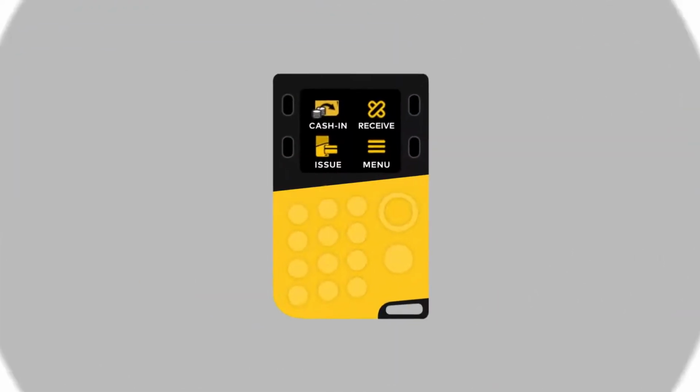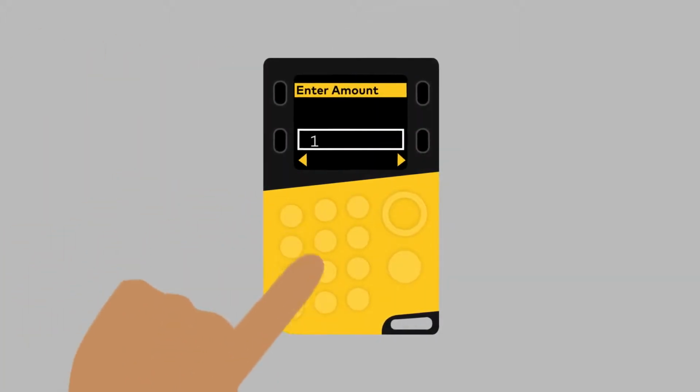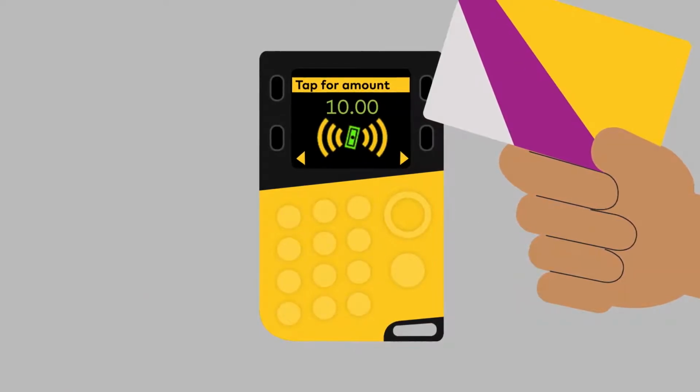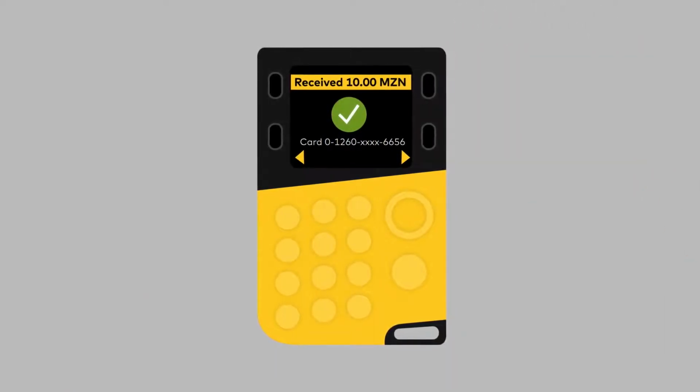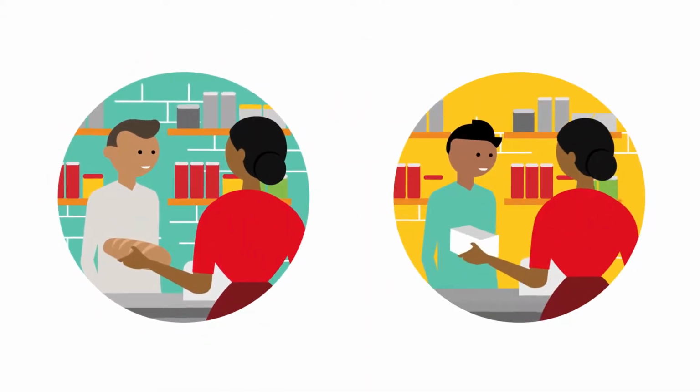To receive payment for the purchase, the merchant presses Receive, enters the amount he'll get from the consumer's card, and taps the card against the terminal until he sees Received with the amount and transaction number. Now the consumer has made 2 purchases, the initial one in cash and the second one digitally.